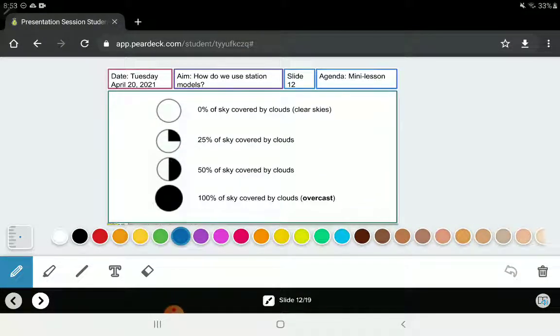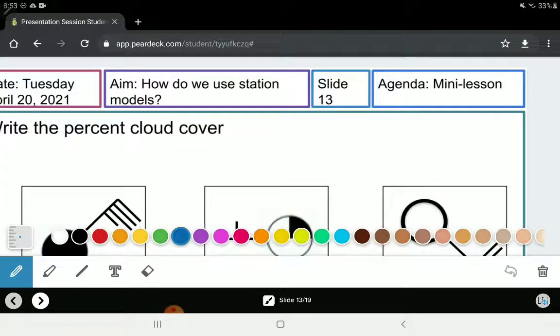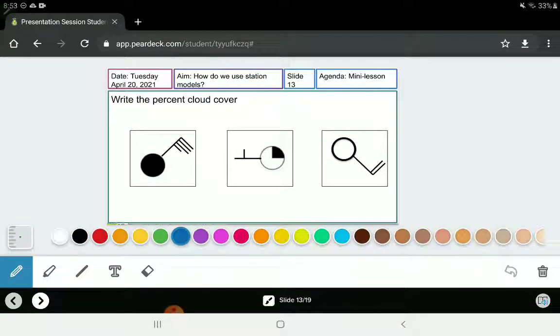If you look at all of these, 0% is going to be completely empty. 100% is overcast, that means you can't see the sun, so it's going to be completely covered. So on this one, you're going to go through again and write the percent of cloud cover. Remember, it's just a pie chart. That's all you need to write.